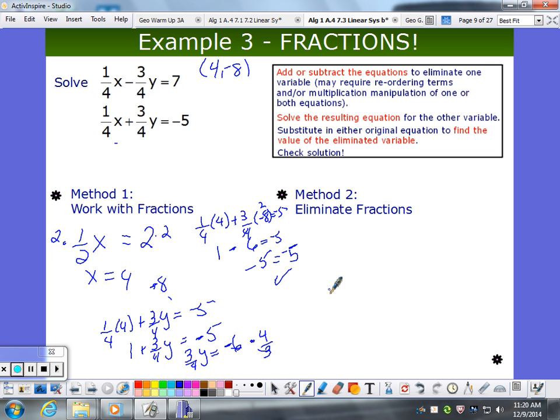So what you do is you say, I don't like fractions, they make it too hard. I'm gonna look for the least common multiple. It's 4. Because if I multiply everything by 4, say, multiplication property of equality, what happens to these fractions? They go away. Who says you can multiply it?